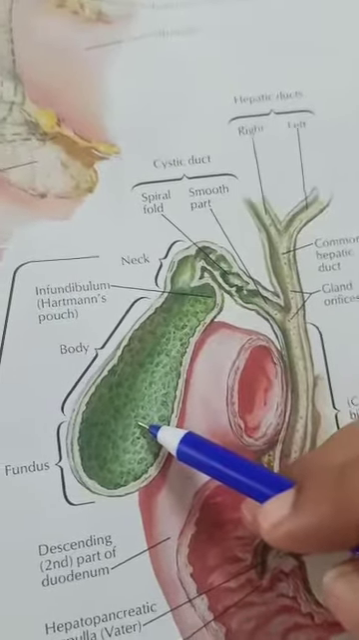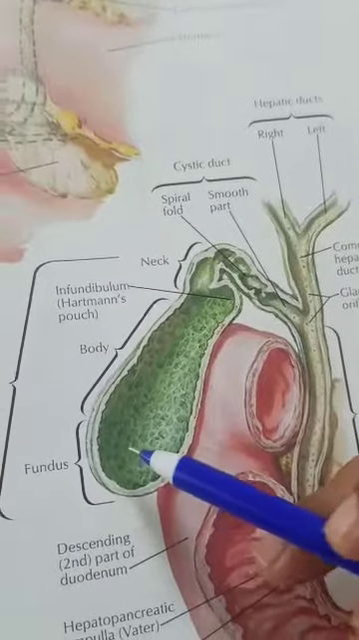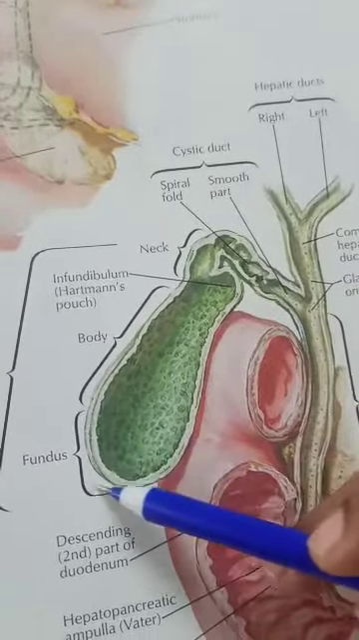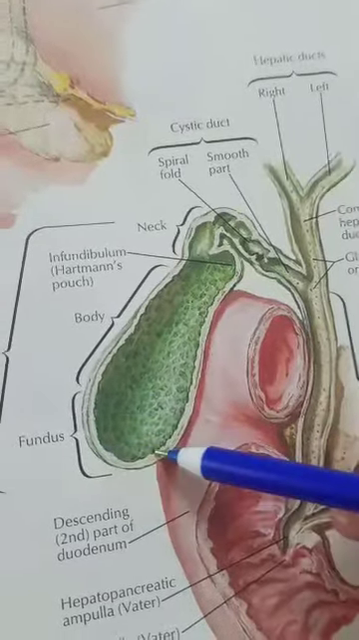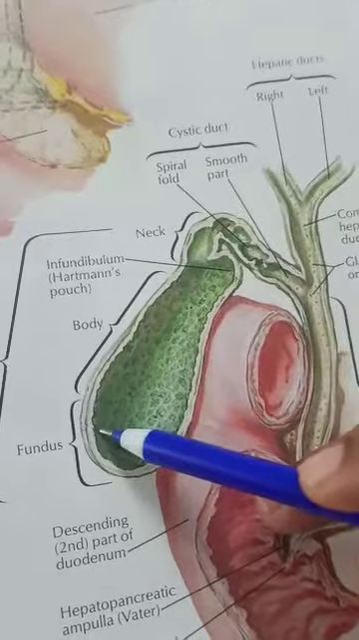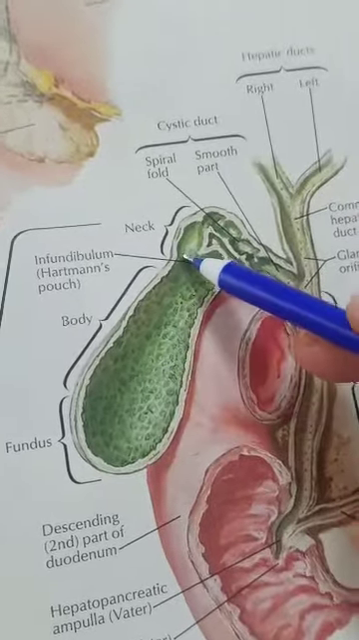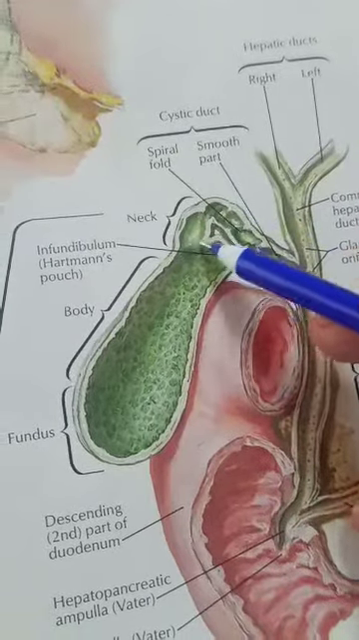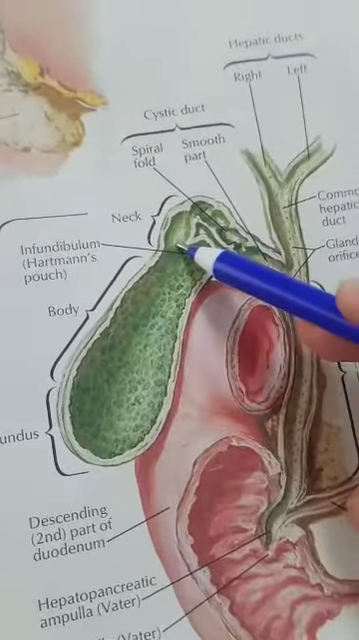Then the parts of the gallbladder. The gallbladder has 3 parts. This part is known as the fundus. The terminal part, the lowest part of the gallbladder, is known as the fundus. Then the main part is known as the body. Then this portion is known as the neck. So it has a fundus, body, and neck.